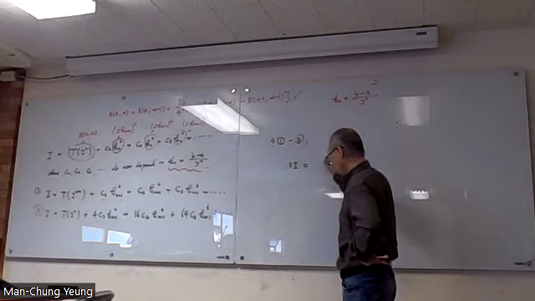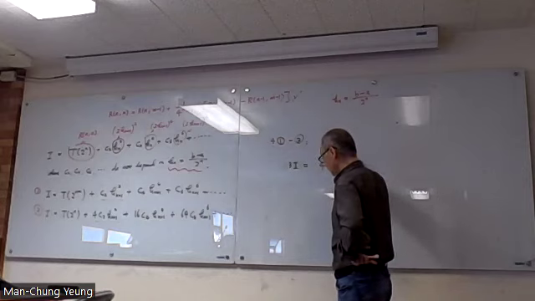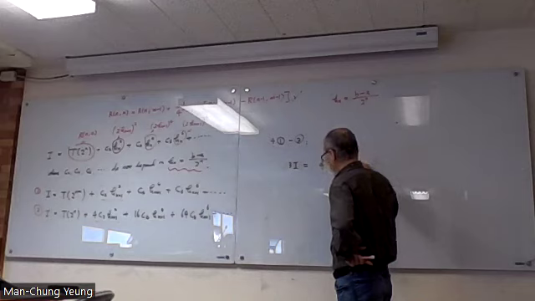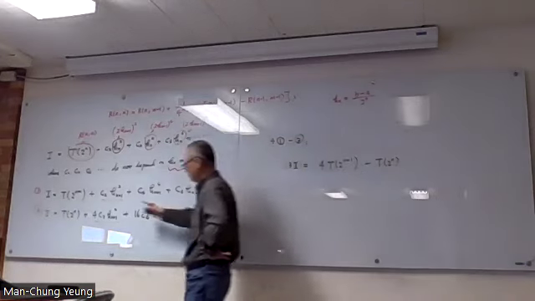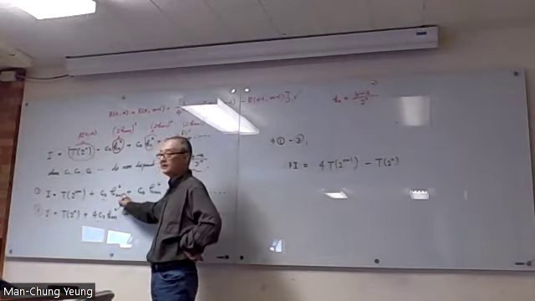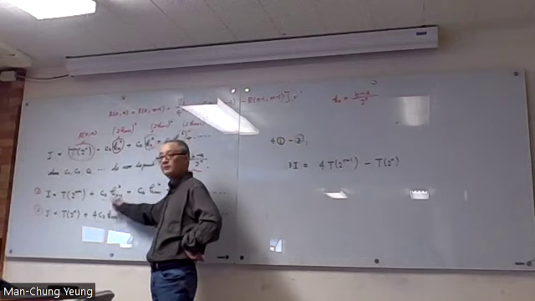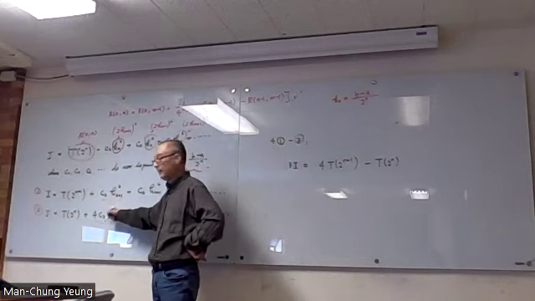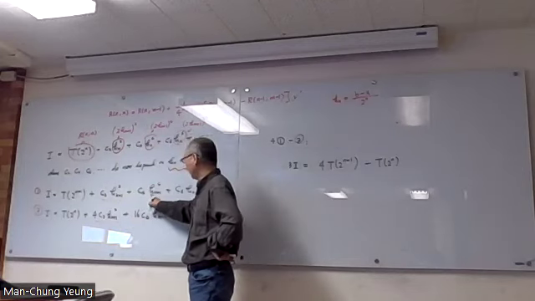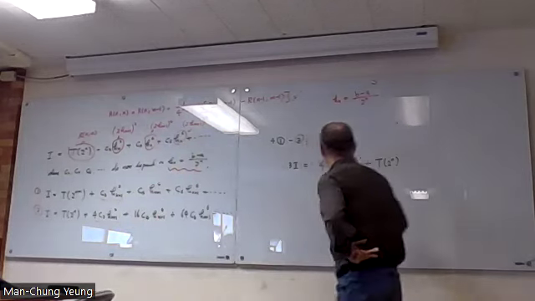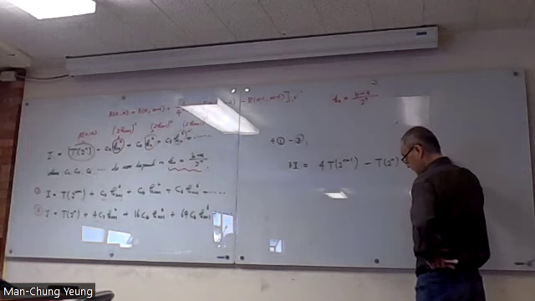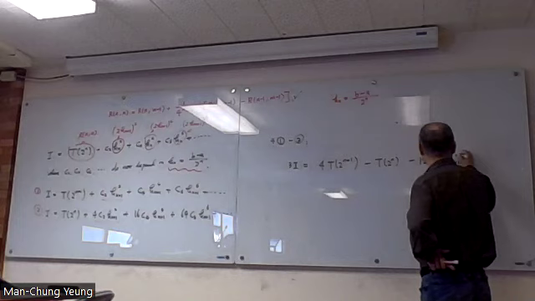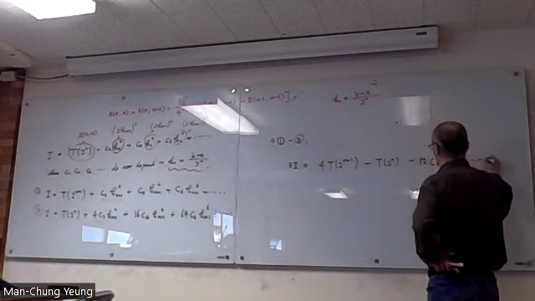So this is 4 times equation 1, so 4 times T_{n+1} minus T_n. 4 times this minus this, so the h squared term disappears. Now 4 times this term minus this term gives negative 12 c4 h_{n+1} to the 4th, and so on.